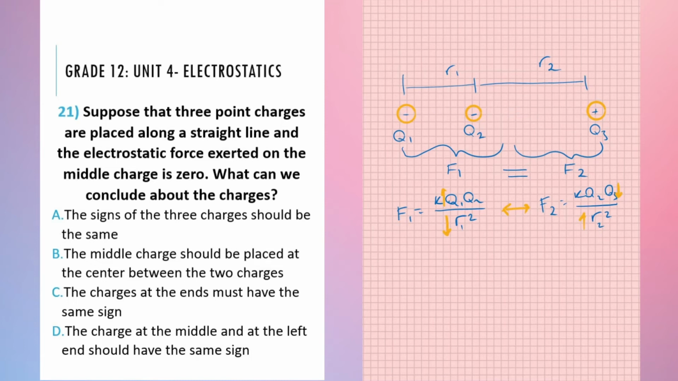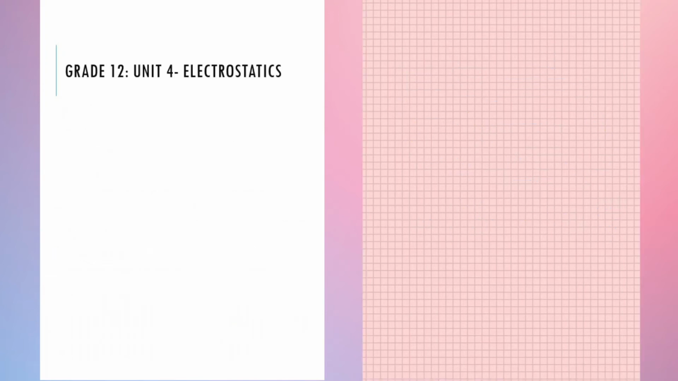Well, what'll happen then to the forces? Q3 will pull Q2 towards it, and Q1 will push Q2 away from it. There is no way that the addition of these two forces could add up to be zero because they're acting in the same direction. So it doesn't matter what the central charge is. What does matter is the charges at either end must be the same, be it positive or be it negative. So that concludes that our best choice is choice C, the charges at the ends must have the same sign. And that's it for this question. Moving on to the next question.